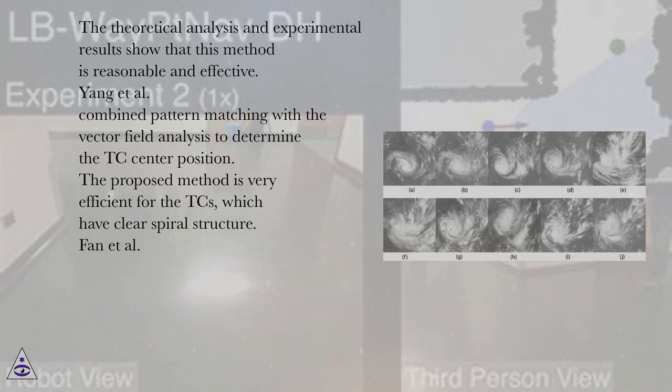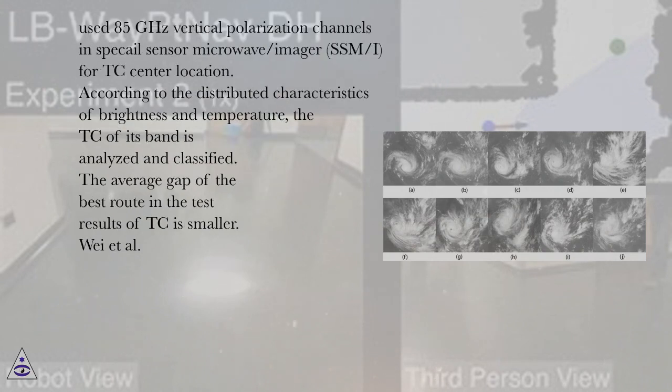Fan et al. used 85 GHz vertical polarization channels in the special sensor microwave/imager, SSM/I, for TC center location. According to the distributed characteristics of brightness and temperature, the TC band is analyzed and classified. The average gap of the best route in the test results of TC is smaller.